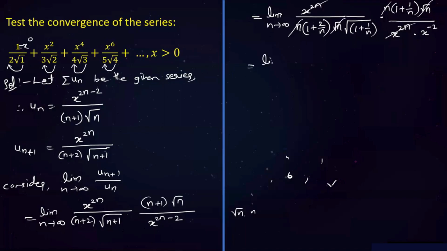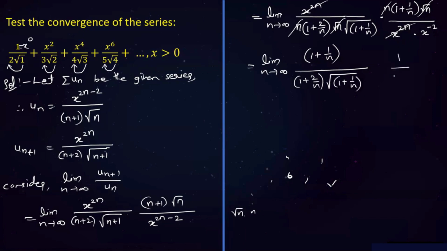Let me write what remains here. Limit n tends to infinity. What remained in the numerator is 1 plus 1 by n, divided by, in the denominator, 1 plus 2 by n into square root of 1 plus 1 by n. And here we have 1 by x to the power of minus 2. So we can take this x power minus 2 to the numerator, and it becomes x to the power of plus 2, so that it is simply x square.